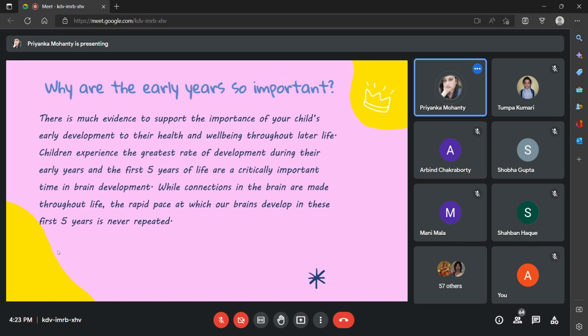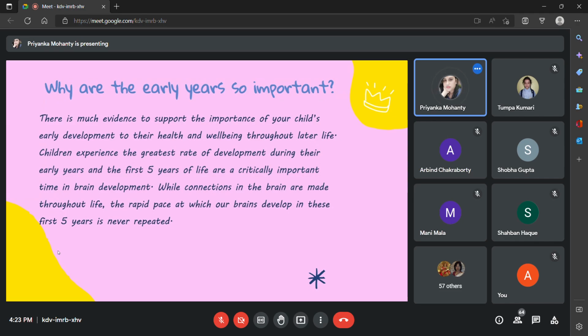See, as I showed you in the video, when the child is developing, we should give them both, from pampering and caring to scolding. We should give them the right amount of care, the right amount of sun, the right amount of rain, and the right amount of minerals, food, whatever they need. So whatever they are learning in these five years, it will be there with them throughout their life.